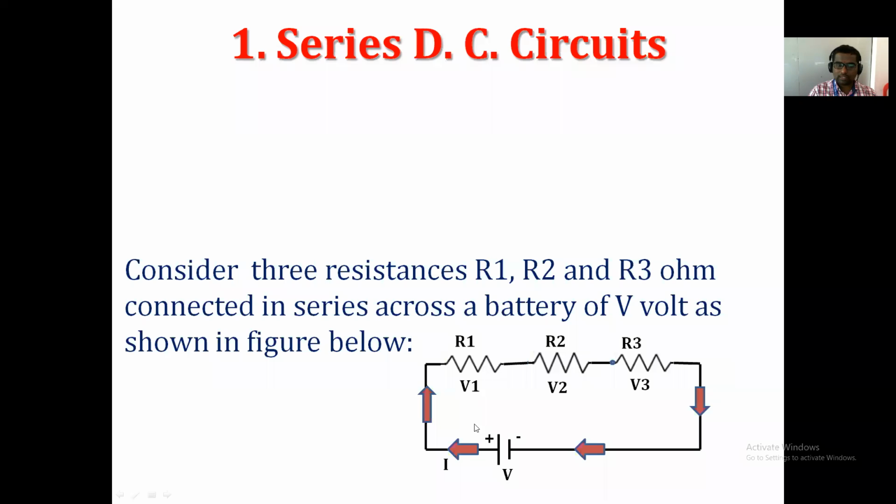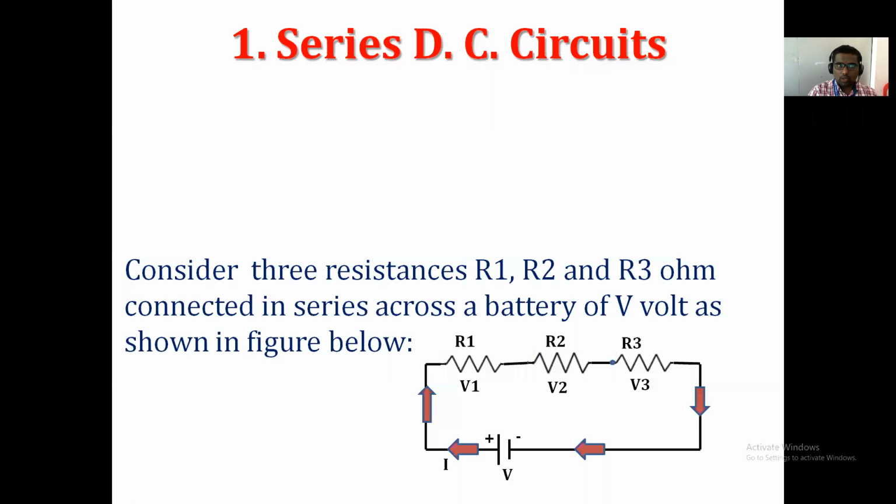How much is the total voltage between the points A and B? It's V volt. But the voltage across R1 is V1, across R2 is V2, and across R3 is V3. Can I say that if you do the summation of these three voltages, it is equal to the total voltage V? Yes or no? So V is equal to V1 plus V2 plus V3. Get my point?